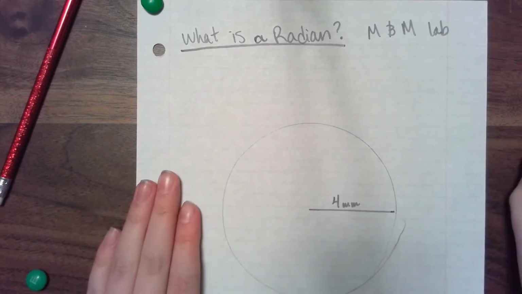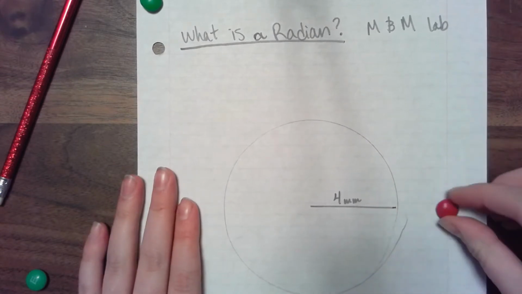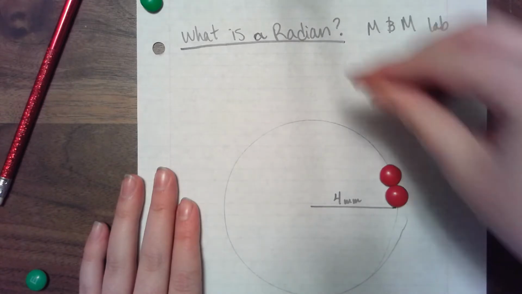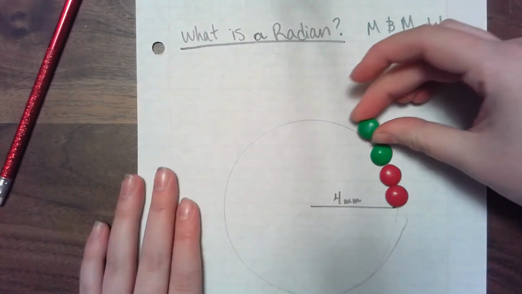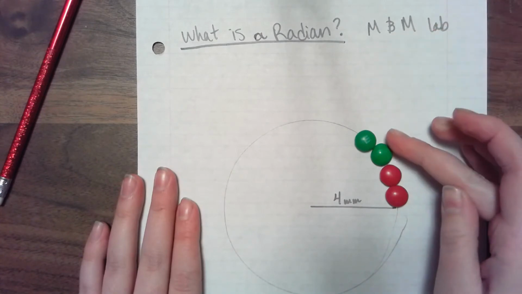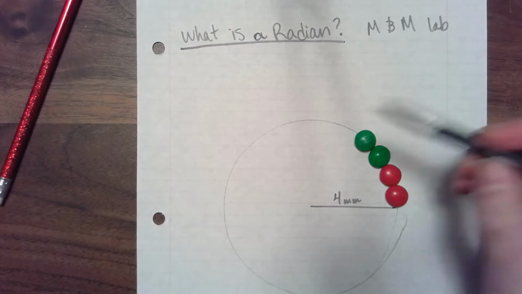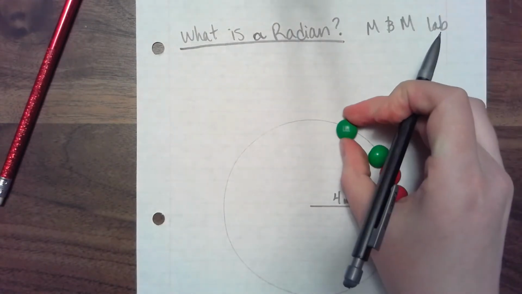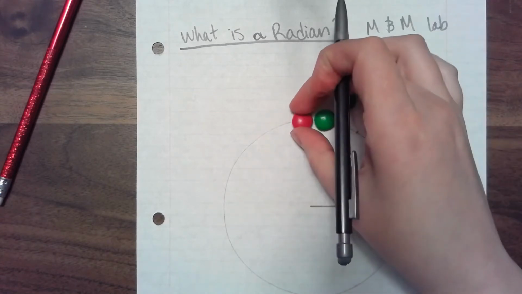Okay, so now that I know that my radius is 4 M&Ms long, I'm going to put 4 M&Ms along my circle, or the circumference of my circle, and every time I reach 4 M&Ms, or the length of my radius, I'm going to make a tick mark. And then I'm just going to slide them from that tick mark and keep going.